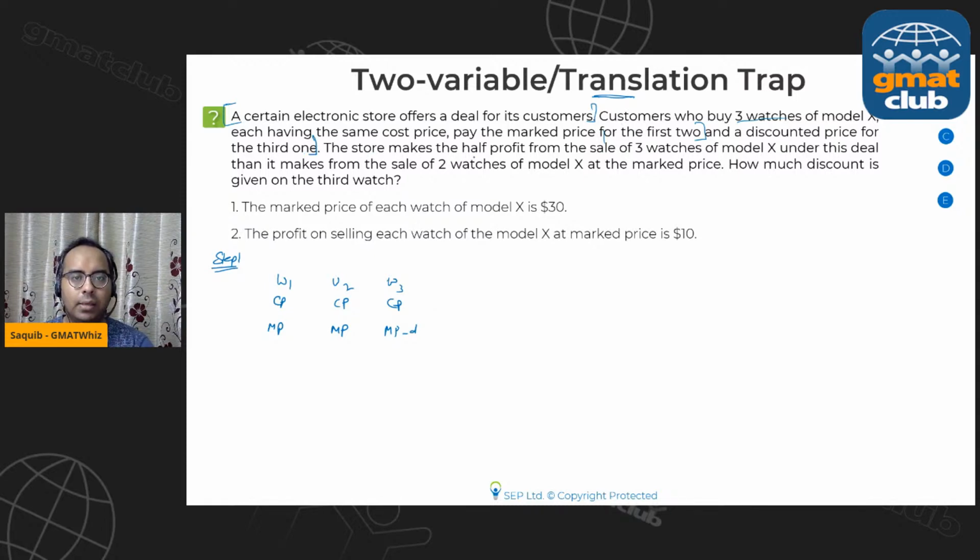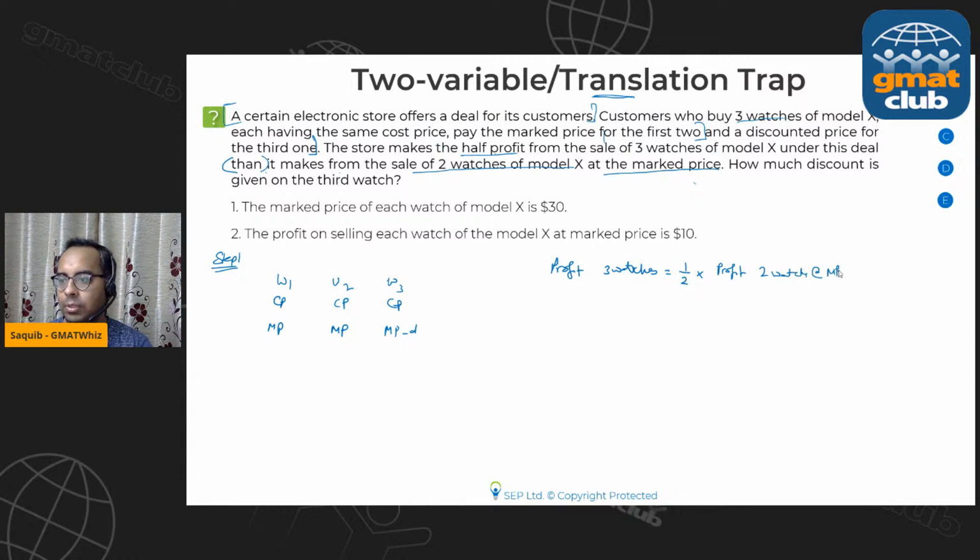Now, the store makes half the profit from the sale of 3 watches. So the profit that I make from 3 watches is basically half of what? So the store makes half the profit from the sale of 3 watches of Model X under this deal than, so now they're comparing it, so now I'll get to know half of what, than it makes from the sale of 2 watches of Model X at marked price. Okay. So I'm making half the profit by selling 3 watches when compared to the profit that I'm making when I'm selling 2 watches at marked price.